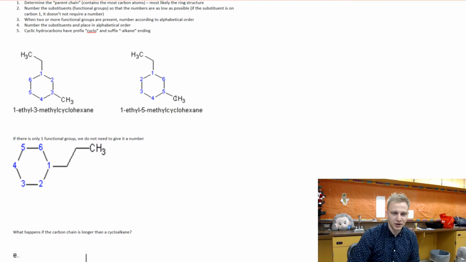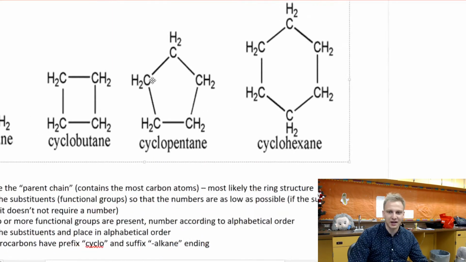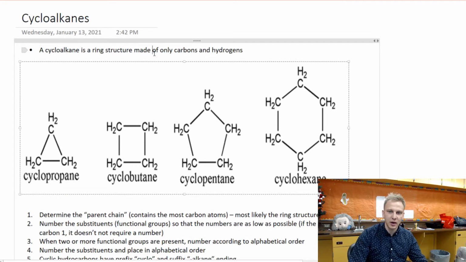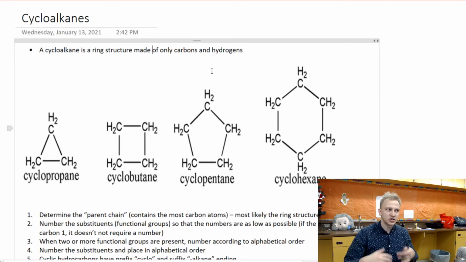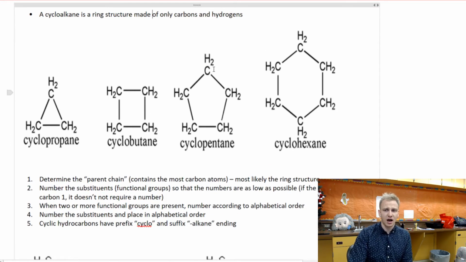Hey folks, we're going to talk today about cycloalkanes. Cycloalkanes are a cyclo structure, or a ring structure, made of only carbons and hydrogens. As soon as the structure contains other elements besides carbon as the main one making up the ring, we no longer have a cycloalkane. Instead, we have other things.